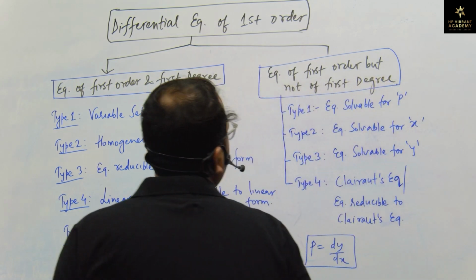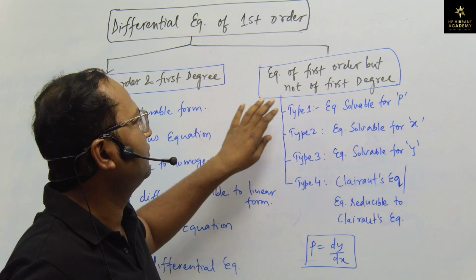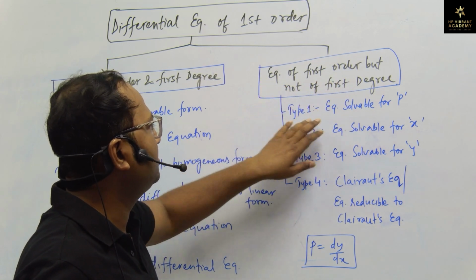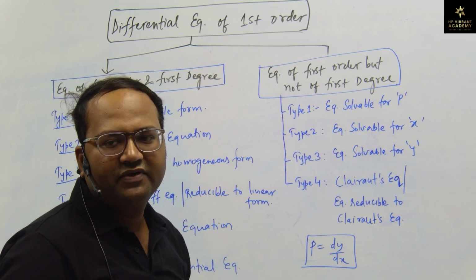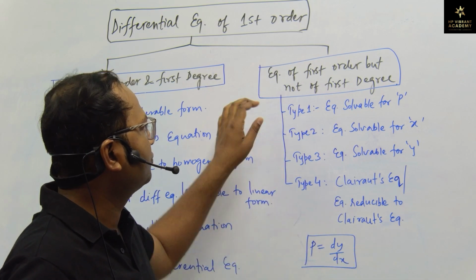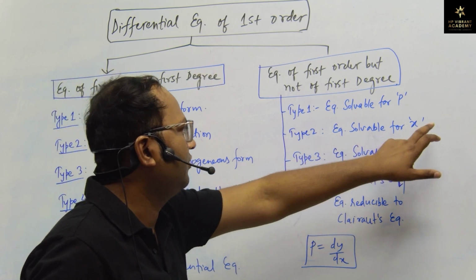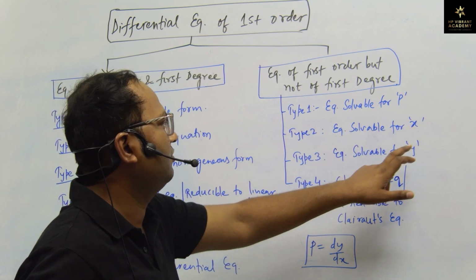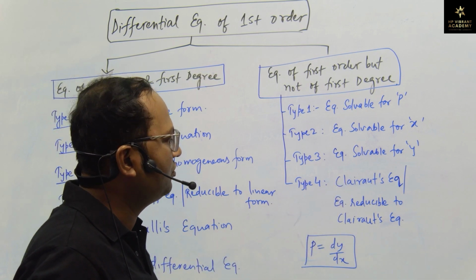Now under this head, that is equation of first order but not of first degree, we have these many types. The first one is equation solvable for p. For ease of calculation, we take dy upon dx as p. Type 1 is equation solvable for p, type 2 we have equation solvable for x, type 3 we have equation solvable for y, and type 4 we have Clairaut's equation or equation reducible to Clairaut's equation.